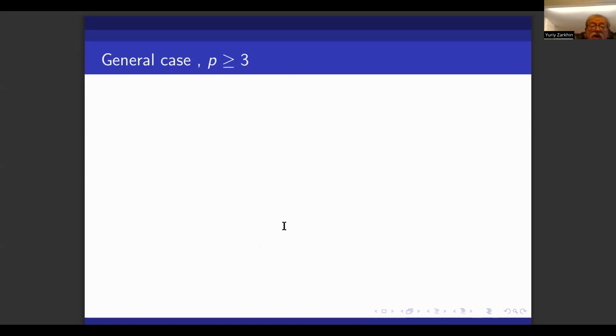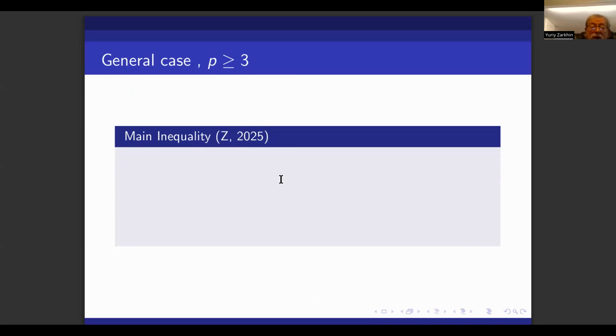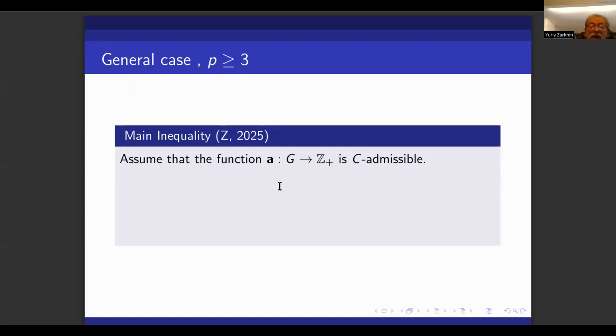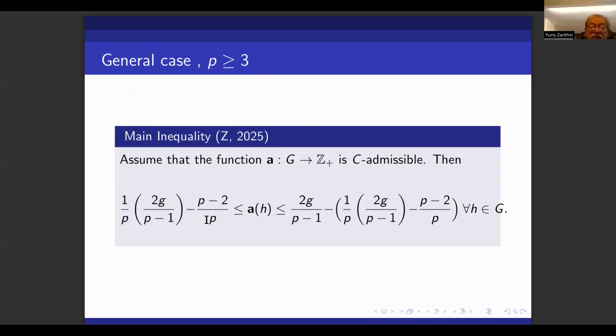Now, in the general case, for arbitrary p, our convolution formula tells us explicitly when our function is not C-admissible. Namely, assume that our function a on G is C-admissible, then all its values sit between 1 over p of 2g minus 1 minus p minus 2 over p from below, and from above, we should subtract from 2g over p minus 1 the same expression.